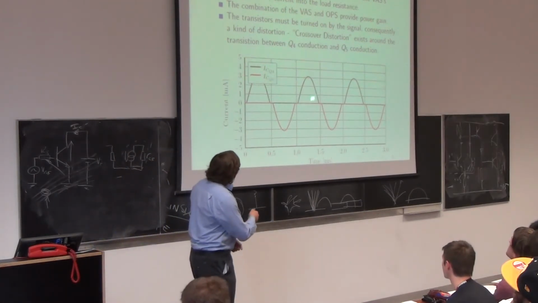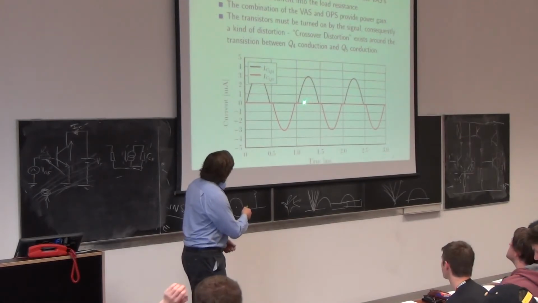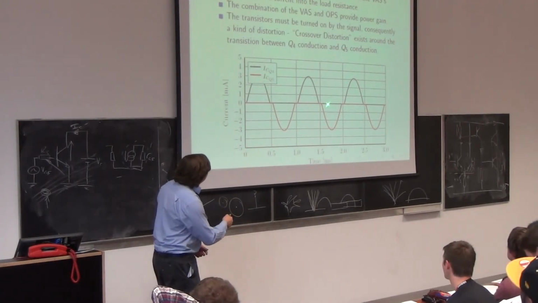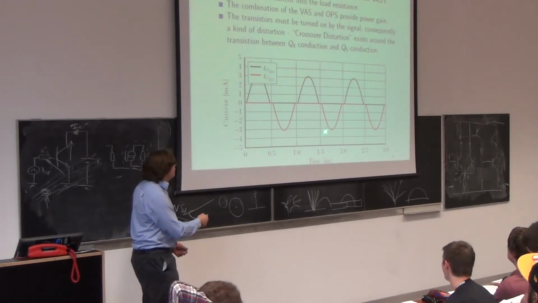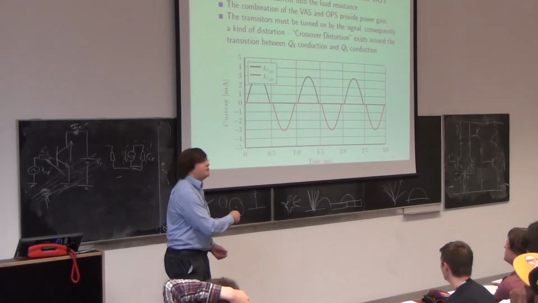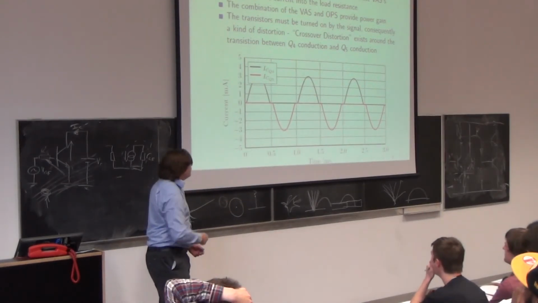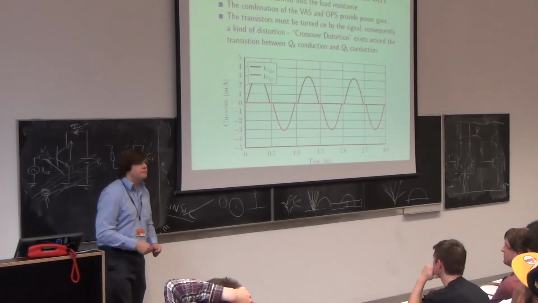So we have Q4 is on, Q5 is off, no current. Q5 is on, Q4 is off, no current in Q4. So we're driving this with a sine wave. And there are these little flat bits. And that's when neither transistor is switched on.